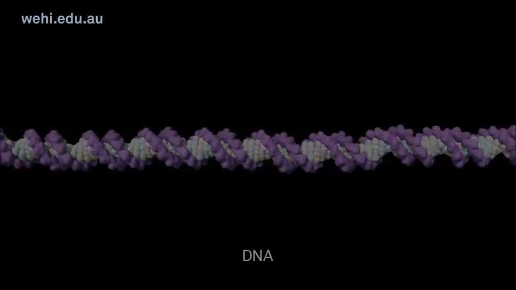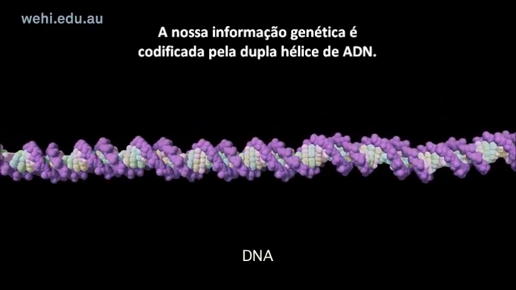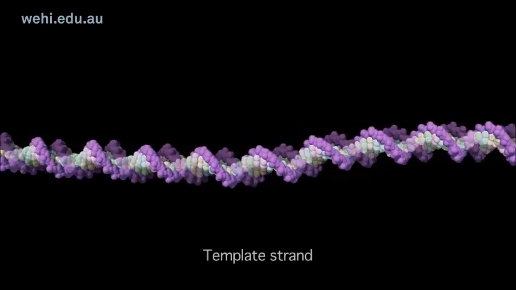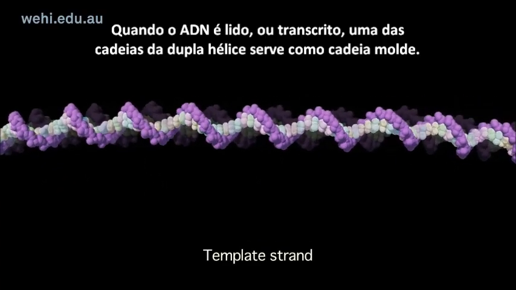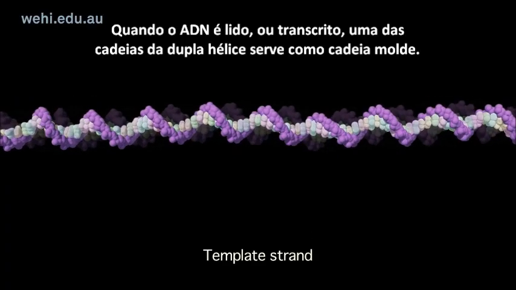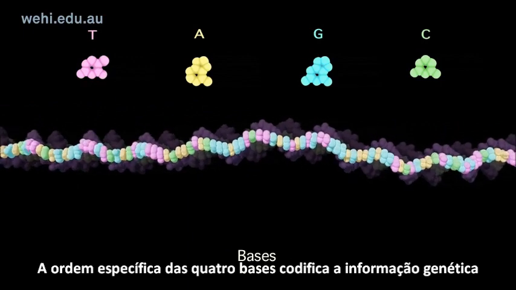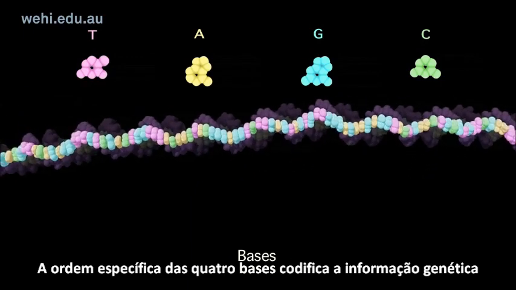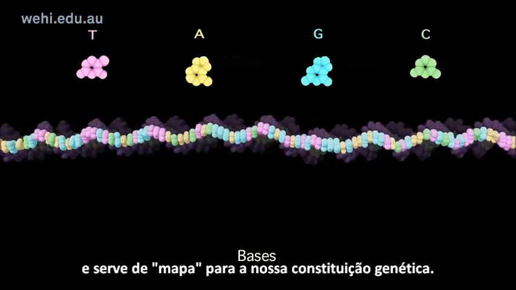DNA review. Our genetic information is encoded by the DNA double helix. When DNA is read or transcribed, one strand of the double helix serves as a template strand. The specific order of the 4 bases encodes genetic information and serves as the blueprint for our genetic makeup.